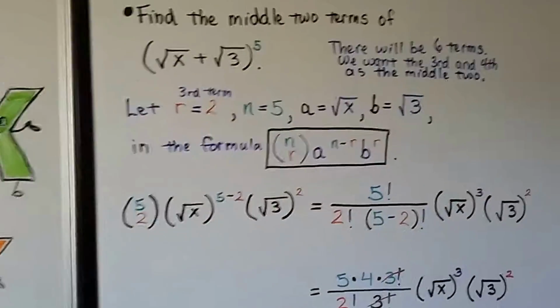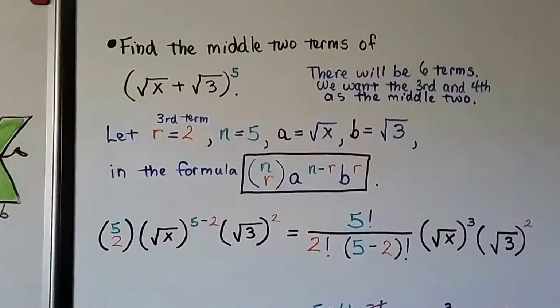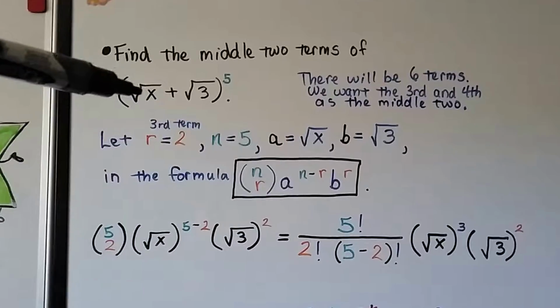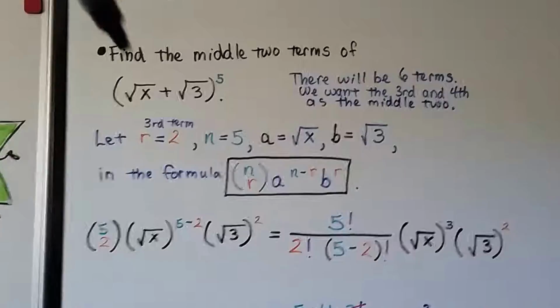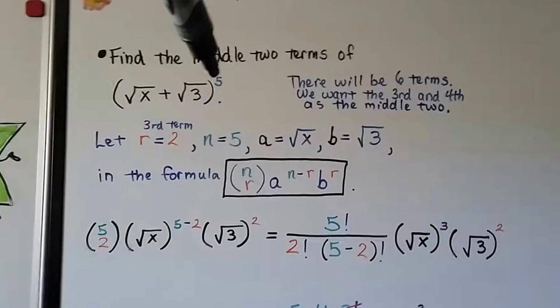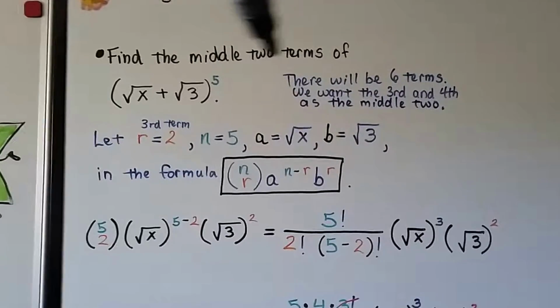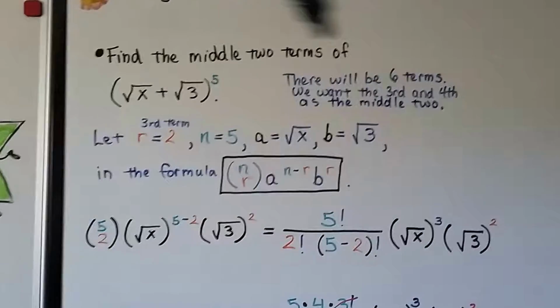I'm going to try one more difficult one. I'm going to find the middle 2 terms of (√x + √3) raised to the 5th power. Now, it says the middle 2 terms, and we see a 5 here. So we know there's going to be 6 terms because of that 5. There's going to be 1 more.